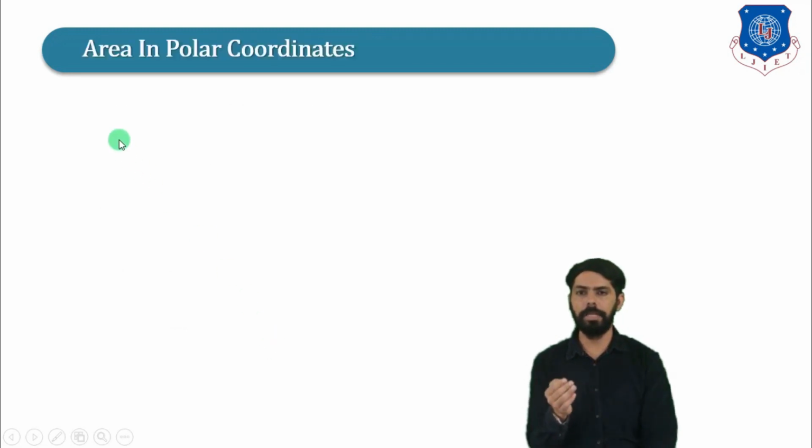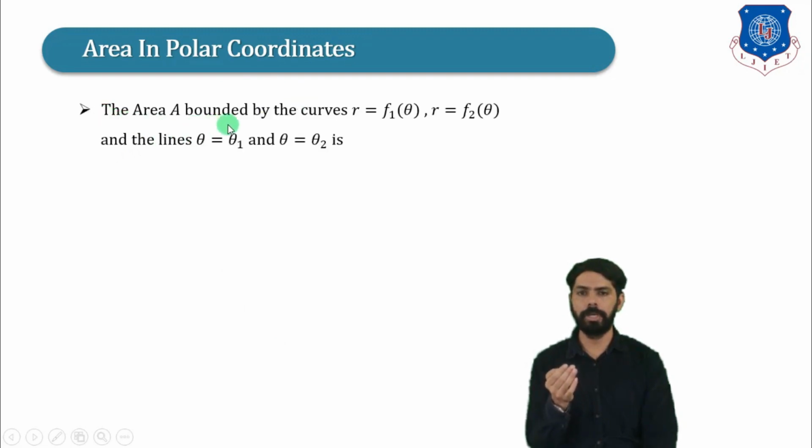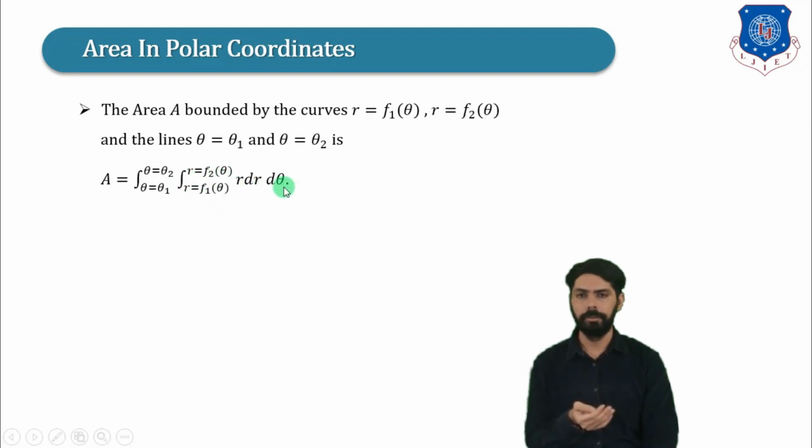Now we will discuss area in polar coordinates. The area A bounded by the curves r equal to f1(theta) and r equal to f2(theta), and the lines theta equal to theta 1 and theta equal to theta 2, is given by the integration from theta equal to theta 1 to theta 2, then the integration from r equal to f1(theta) to r equal to f2(theta), r dr d theta. So this is how we can find the area in polar coordinates.